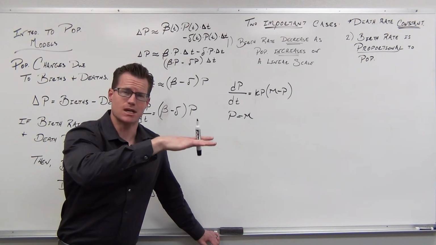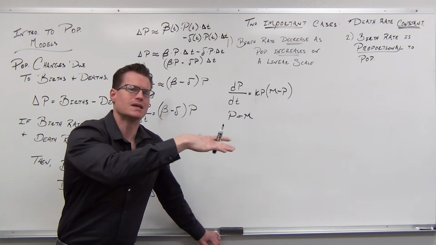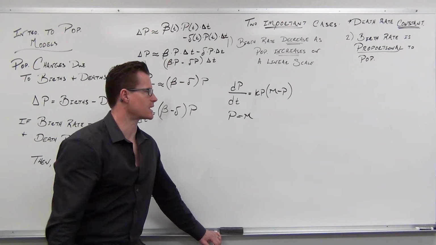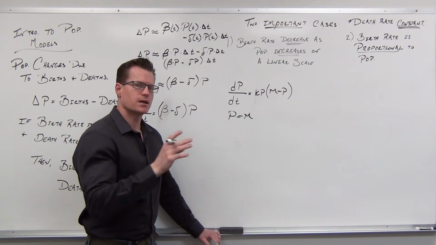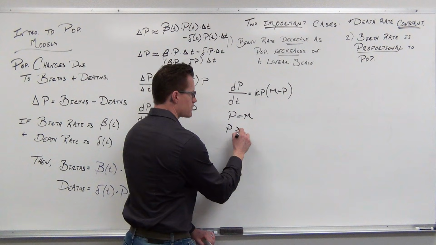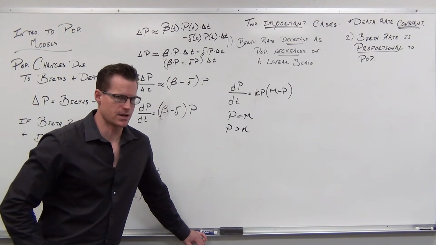It's going to be the same exact population all of the time. We call that, when we get there, a carrying capacity or a limiting capacity. So we're going to explore that in just a second. But if your P equals your M, there's no change. Now, what would happen if P is greater than M? What would happen if P is greater than M?